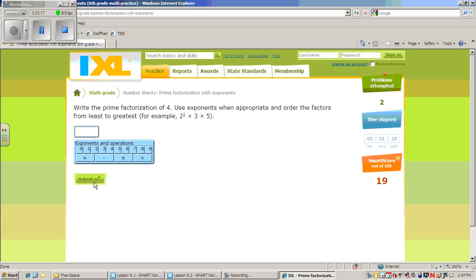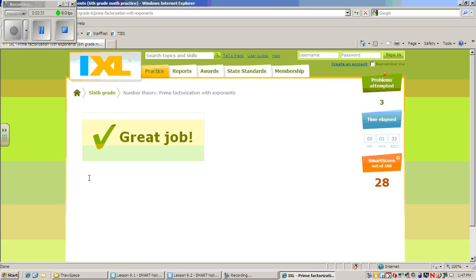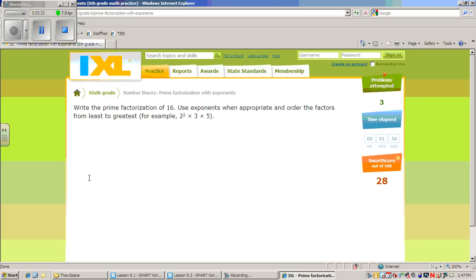Prime factorization of 4. Hopefully you know that is 2 and 2, right? So we would write 2 to the 2nd. Oh, gosh, this thing is touchy. So we would get 4 again. So breaking it down into prime factorization is important.